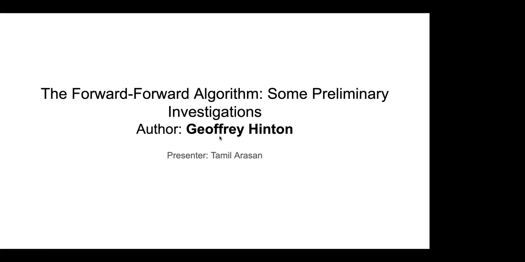Hello, everyone. As the Professor mentioned, the paper that I'm going to speak about is the forward-forward algorithm, in which, at NeurIPS, Geoffrey Hinton gave some insights on how this idea was developed and what insights have occurred so far in using it on toy problems.